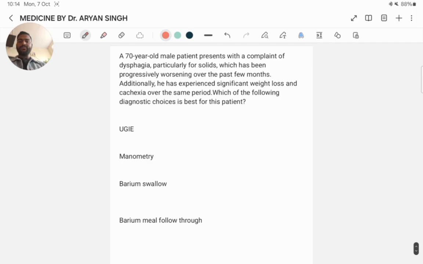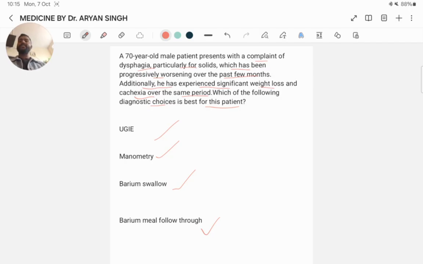Next question. A 70-year-old male patient presents with a complaint of dysphagia, particularly for solids, which has progressively worsened over the past few months. Additionally, he has experienced significant weight loss and cachexia over the same period. Which of the following diagnostic choices is best for the patient? UGIE, manometry, barium swallow, or barium meal follow through. Here the UGIE is the best answer, because dysphagia more for solids than liquids and cachexia likely indicate carcinoma esophagus. Upper GI endoscopy is performed.